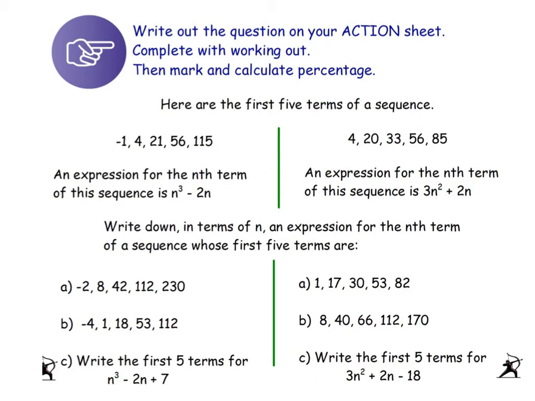Part C is kind of the inverse. I've changed the equation, the expression, so what I want you to do is write down the first 5 terms for the sequence, and then it's kind of repeated on the second side, but with different numbers and a different rule. Can you please complete on your action sheet showing all your working out as you go through? Pause the video and attempt the questions.